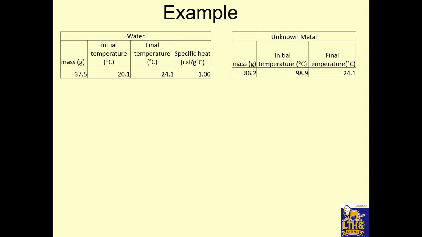So here's some data that you might be able to get. Here's data for water. Here's data for metal. Metal and water got put together. Okay, so let's draw a little graph for water. Water's temperature goes from 20.1 degrees up to 24.1 degrees. Okay, so this is the water graph. All right, let's draw a graph for the metal. Metal's temperature starts at 98.9 degrees and ends up at 24.1.